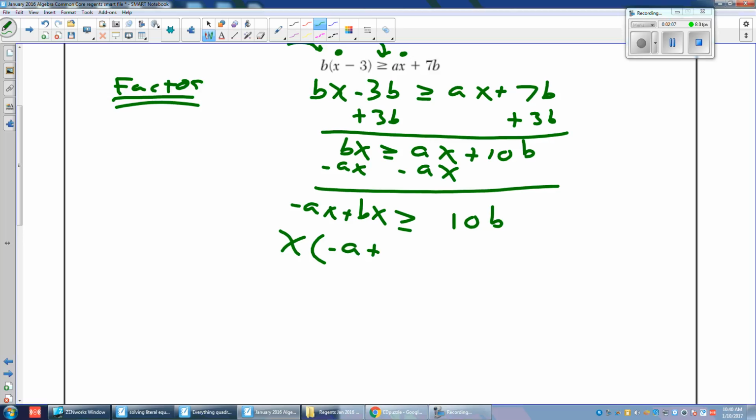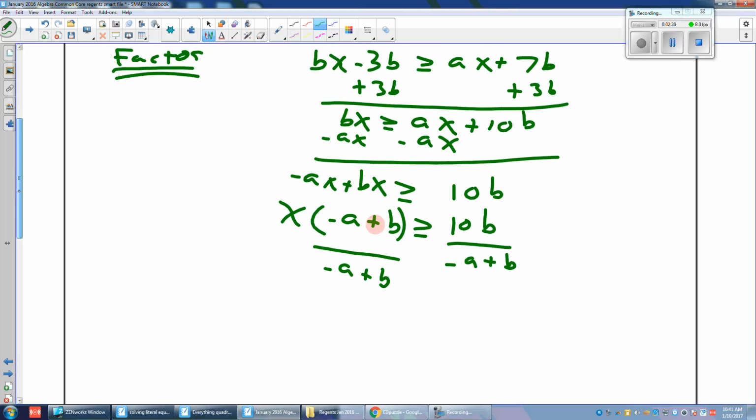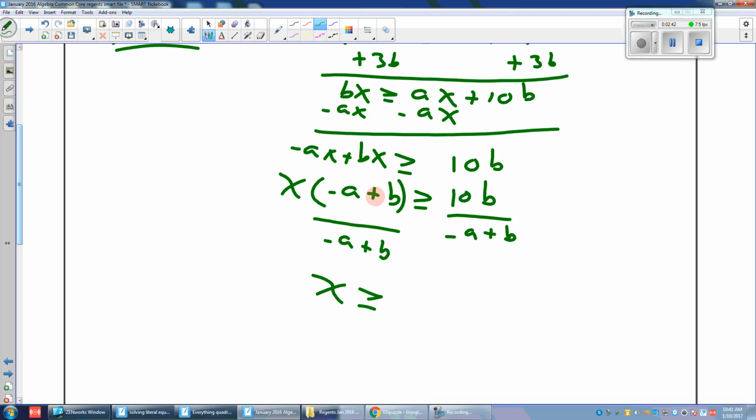Now, if you wanted to put b minus a, that's absolutely fine. There's no difference. This is really addition, and addition is commutative right there. Now, one more step. I've got to get x by itself. What do I do? I divide by a minus b, or I divide by negative a plus b. That's why that whole thing, that b is greater than a. So divide by negative a plus b, divide by negative a plus b. Write your answer nice and neat. x is greater than or equal to 10b over negative a plus b.